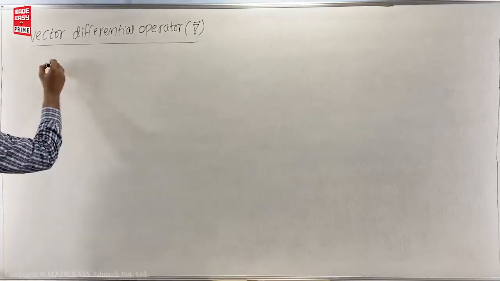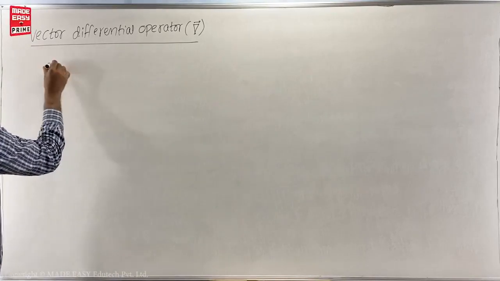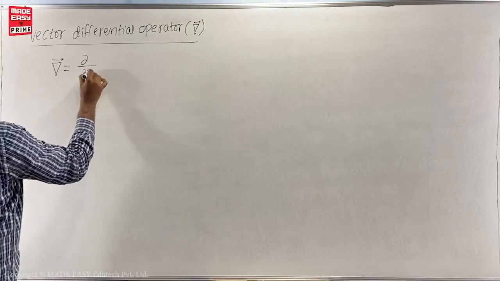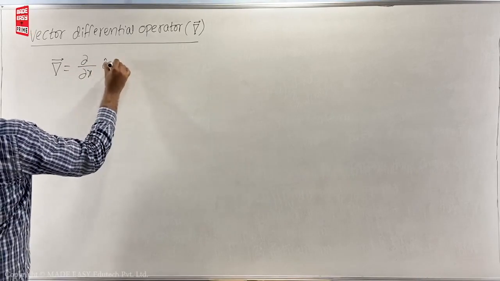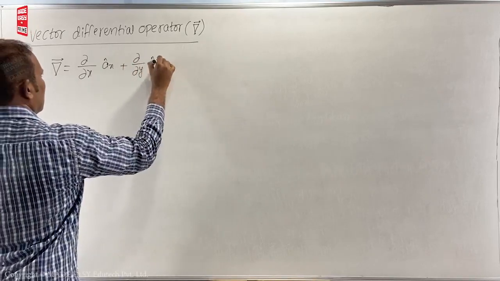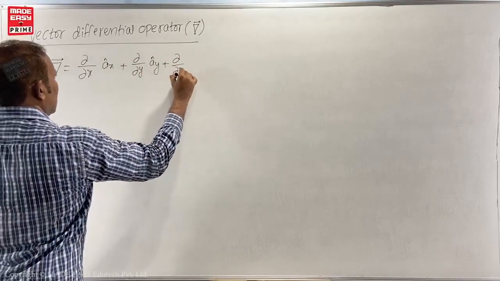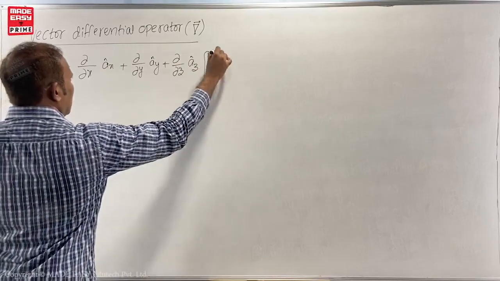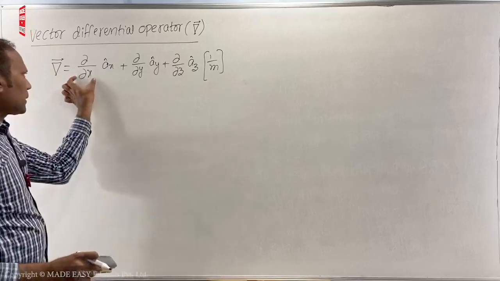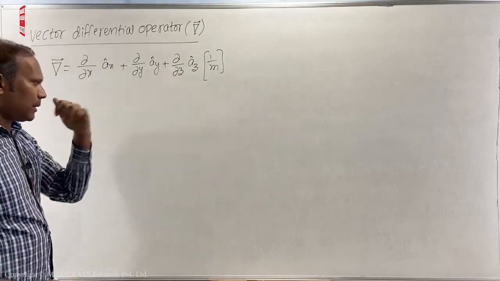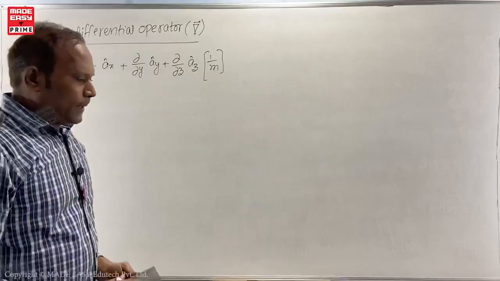So it is defined like this. The vector differential operator del bar is defined like this: dou by dou x ax, dou by dou y ay, and dou by dou z az. So the unit is 1 by meter. You can see here differential lengths are there. dx is a differential length, and the unit is meter. So 1 by meter.